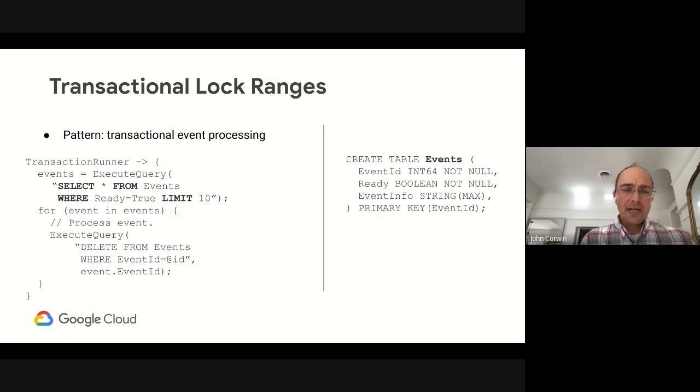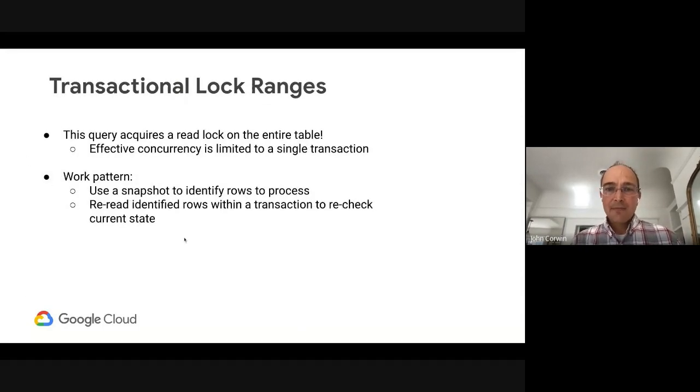So the problem here is that the lock range that Spanner needs to acquire to execute this query effectively contains the whole table. The limit here isn't really helping us in terms of the concurrency that we can express. So in practice, what's going to happen here is that I'm only going to effectively be able to run one of these operations at a time. Maybe that's okay for your application, but if you're trying to scale and process lots of things concurrently, that can be a problem for you.